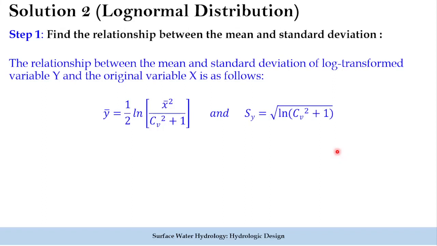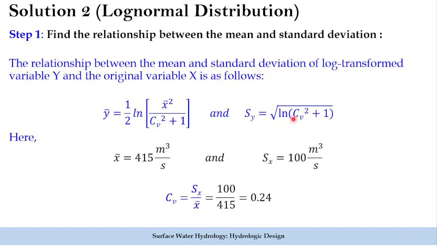For that, we have these two equations, written in terms of the original variable X. Y bar is equal to half ln of (X bar whole square divided by (CV square plus 1)), where CV is nothing but the coefficient of variation. And likewise, we can also find out the log transformed standard deviation for the variable Y as under root ln of (CV square plus 1).